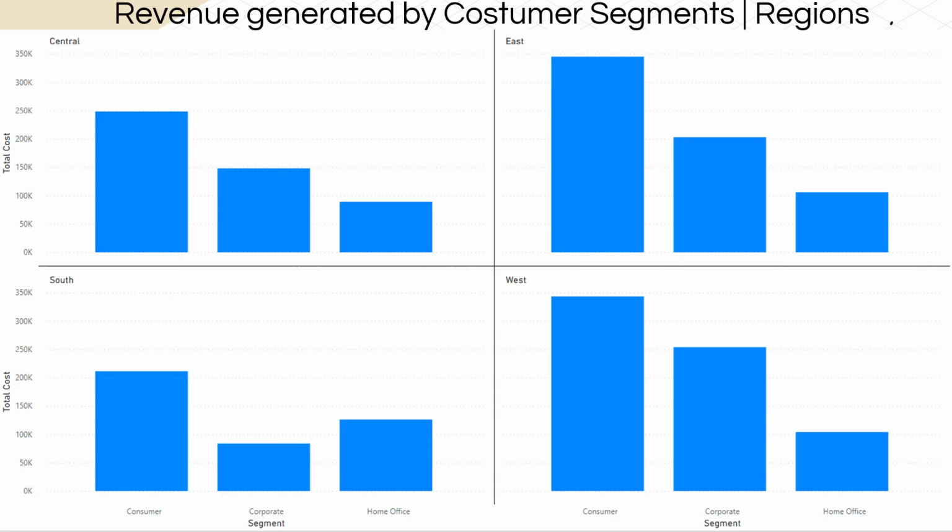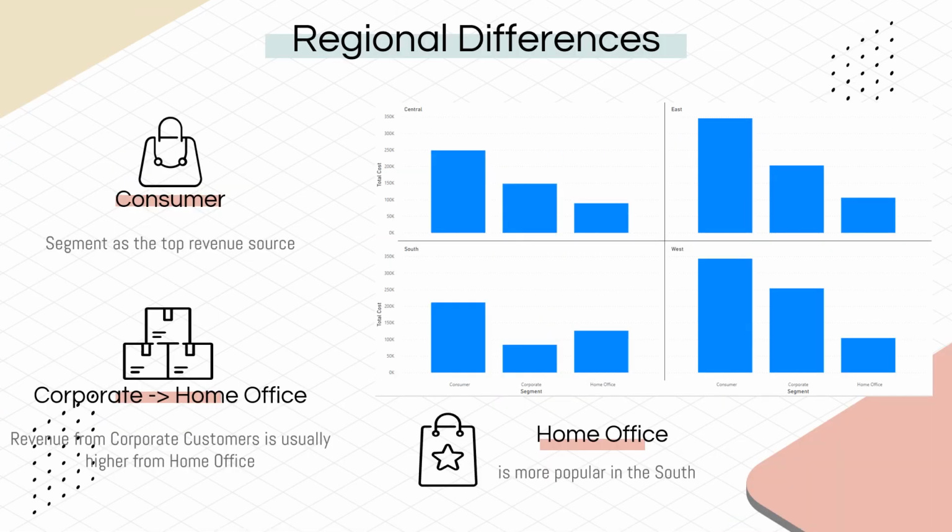Let's see the findings. This graph represents the revenue generated by different segments in different regions. Our research reveals significant local differences across consumer segments, but minor changes in segment partition. The consumer segment is our top revenue source across the board. However, revenues from corporate clients tend to exceed those from home office clients, except in the South, where the home office is showing greater popularity. This suggests regional uniqueness that we want to be able to exploit.